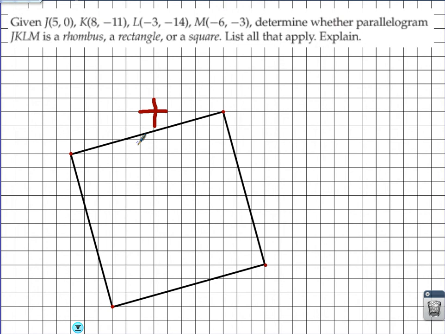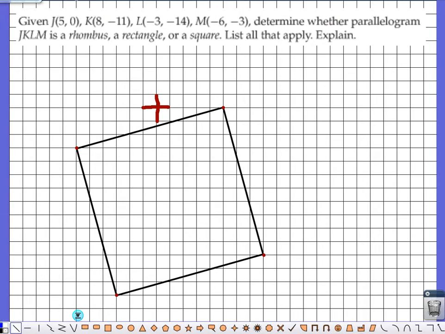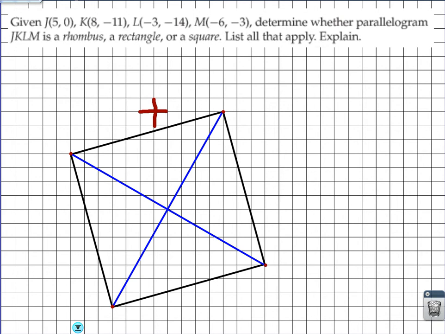Another way to prove that you have a rhombus is to prove that your diagonals do what? Bisect, right? So let's try that. Let's try that method, and you just pick the one you like. Do they look like they bisect? Or excuse me, not bisect. The diagonals should be perpendicular. Because if the diagonals bisect each other, that means it's a parallelogram. If the diagonals are perpendicular, then it means it's a rhombus.